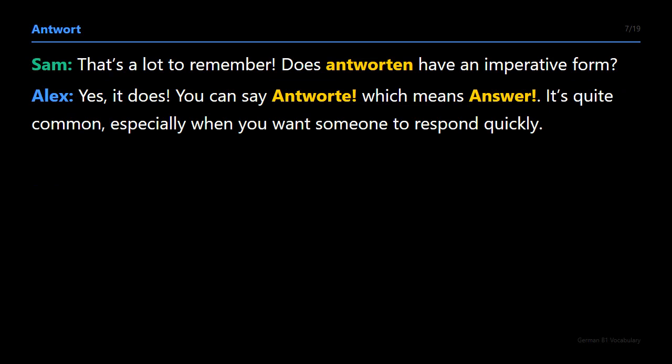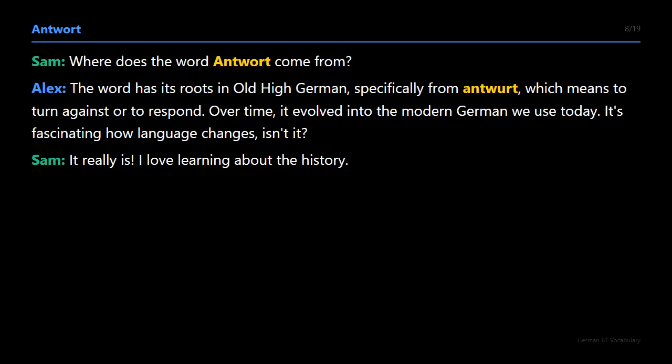Where does the word Antwort come from? The word has its roots in Old High German, specifically from, Antwort, which means to turn against or to respond. Over time, it evolved into the modern German we use today. It's fascinating how language changes, isn't it? It really is. I love learning about the history.